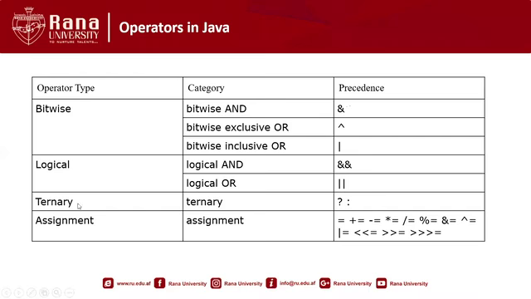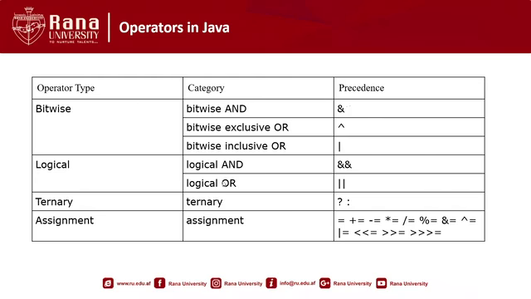And also we have the ternary operator as well. The ternary operator works the same as an if else statement. If the first value is greater, then the result is this. If the first value is not greater, what will be our output? So the ternary operator works the same as an if else statement.